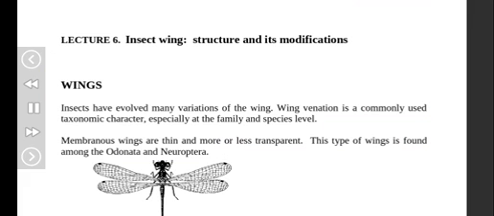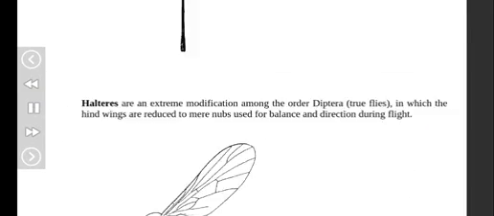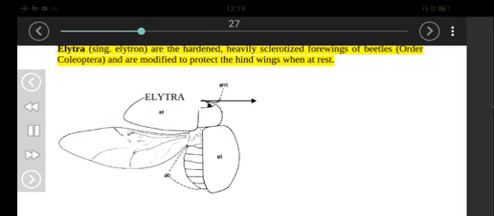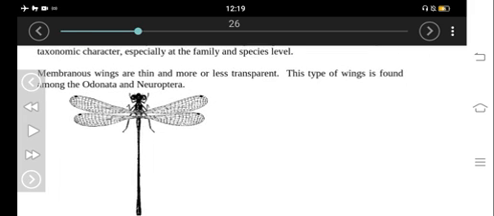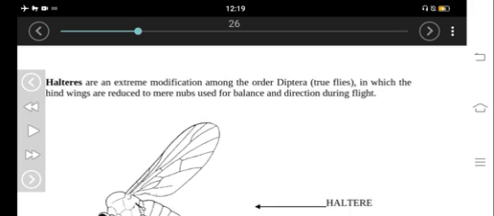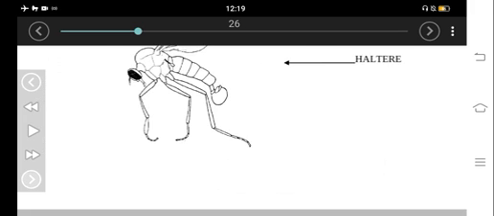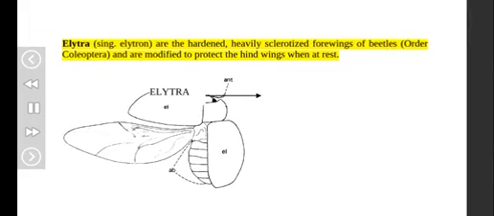Halteres are an extreme modification among the order Diptera, true flies, in which the hind wings are reduced to mere nubs used for balance and direction during flight. Haltere. Elytra. Elytron are the hardened, heavily sclerotized forewings of beetles, order Coleoptera, and are modified to protect the hind wings when at rest.